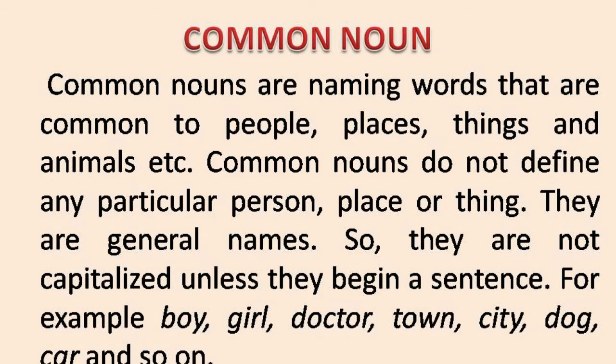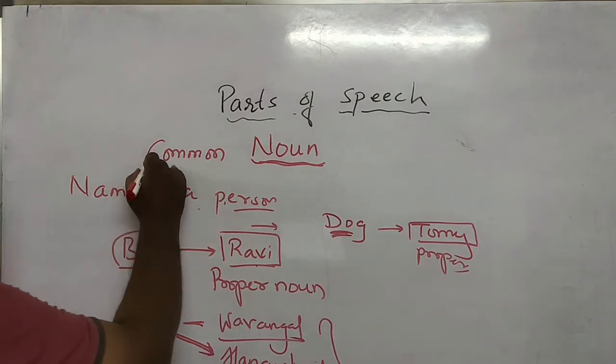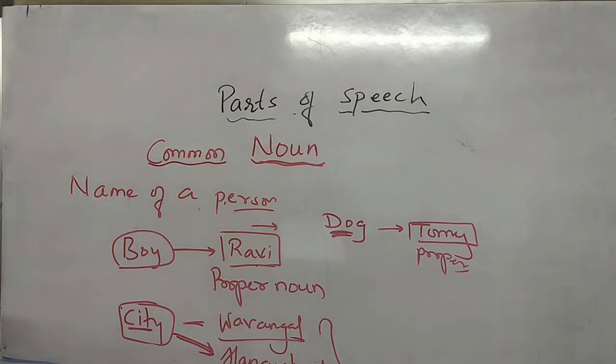So common nouns are naming words that are common to people, places, things and animals, etc. Common nouns do not define any particular person, place or thing. They are general names, so they are not capitalized unless they begin a sentence. For example, boy, girl, doctor, town, city, dog, car and so on. That is the difference. Okay, now here, a common noun is not a direct name of a word or person or something.